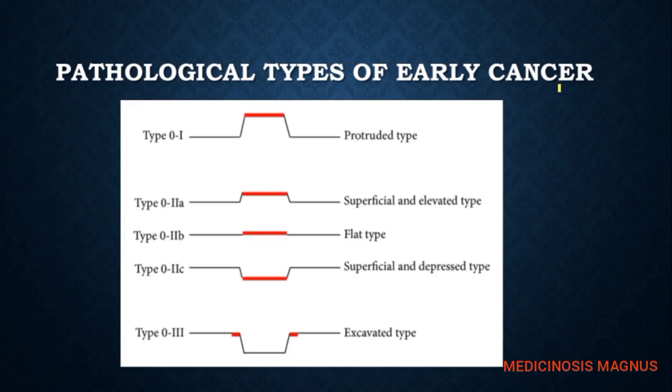If you see the pathological types of early cancer, it can be type 1 or 2 or 3. In type 1, it is the protruded type. If you see, the mucosa is protruded here. In type 2, there are 3 types, 2A, 2B and 2C. In 2A, it is superficial and elevated. It is elevated, but only at the superficial level, not as elevated as type 1. In type 2B, it is flat type. Type 2C is again superficial but depressed, not as depressed as type 3. In type 3, it is excavated, too much depressed. So type 1 is protruded, type 2 is just superficial, and type 3 is excavated.